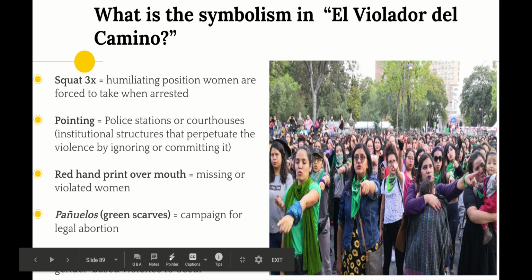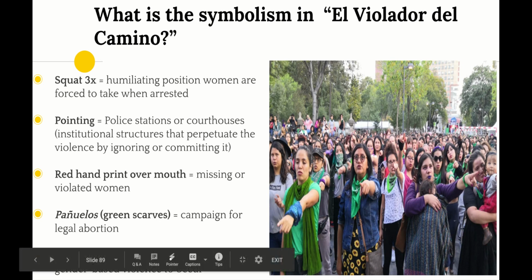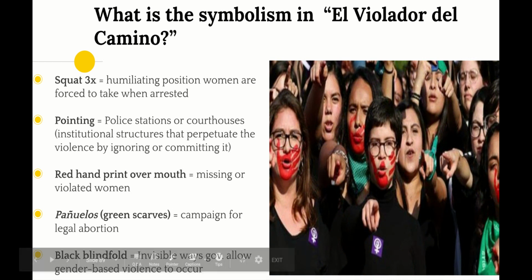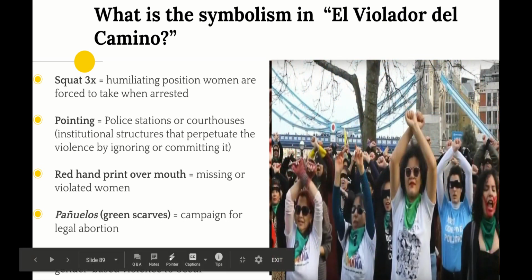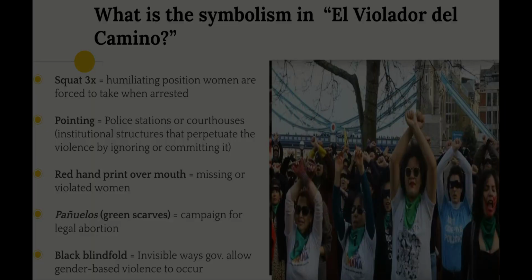They're pointing. Who are they pointing at? Police officers, the courthouses, any institution that is perpetuating the violence by committing it or by ignoring it. We talked about this already, but the red handprint over the mouth represents the missing or the violated women. You can see here the pañuelos, or the green scarves. Those are the campaign for legal abortion. And that blindfold we were talking about, you can see it back here on this woman. These represent the invisible ways in which the government allows violence, gender-based violence, to occur. You could probably think of some other acts of symbolism that were in this video as well.